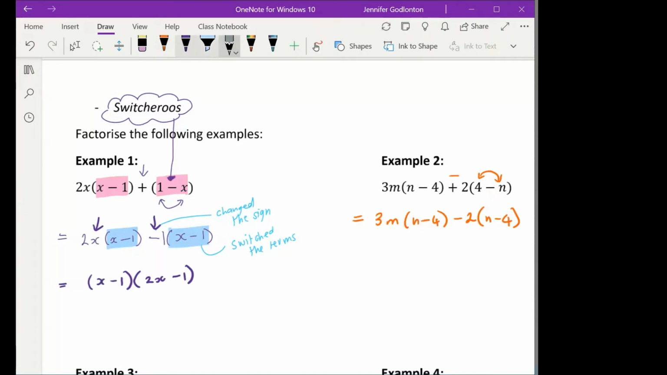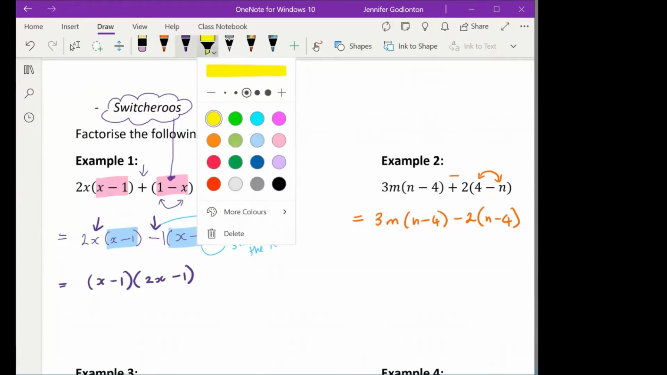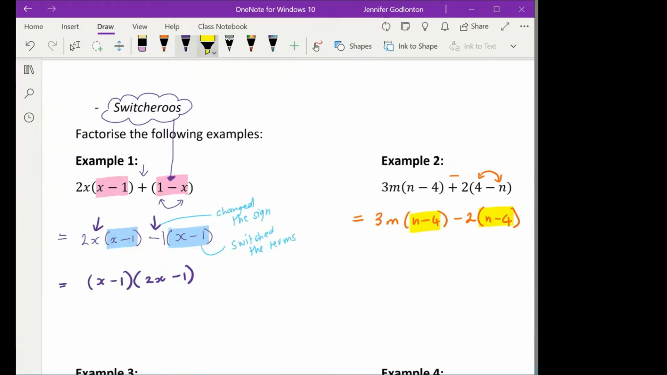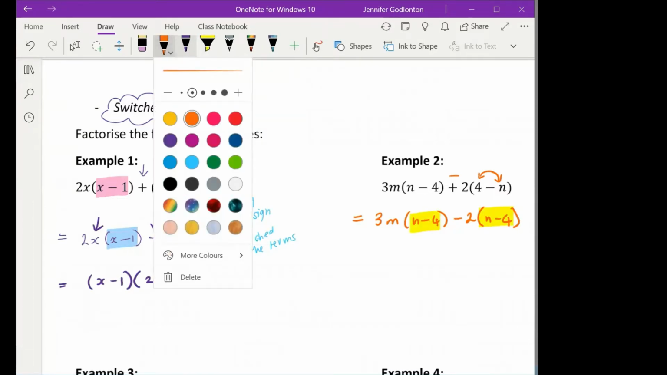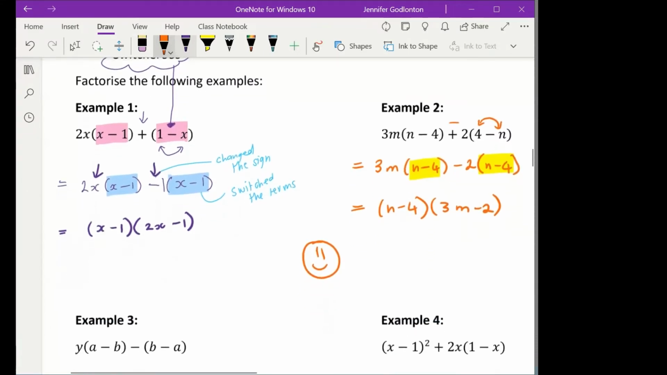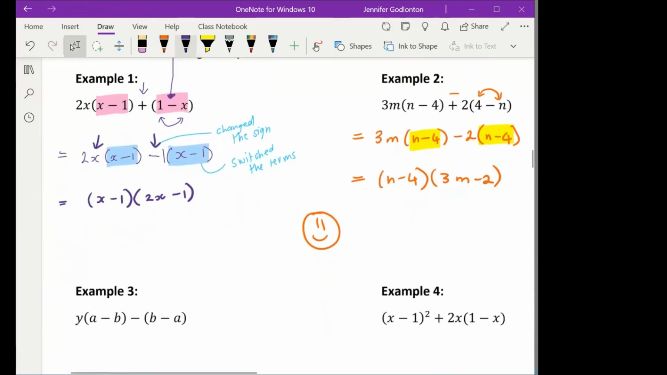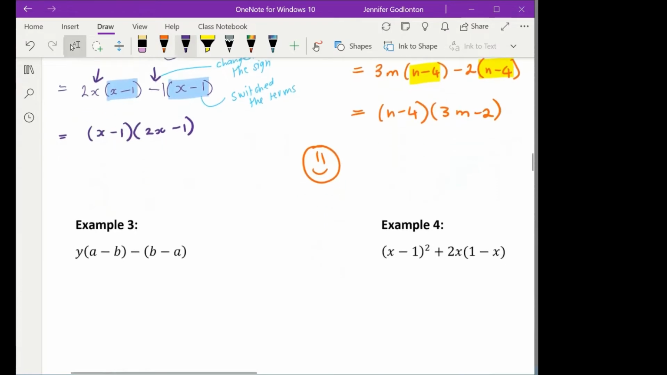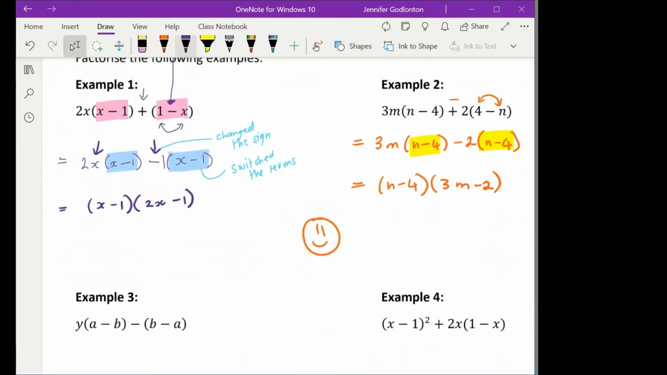Excellent. Okay, next step, we're taking out our highest common brackets. And what am I going to be left with? It equals n minus 4, then we have the bracket, then we have 3m minus 2. Yes. Excellent. Good. All done. Nice job, guys. Thank you. Okay. Let's try 3 and 4. You know how I like to get more difficult.